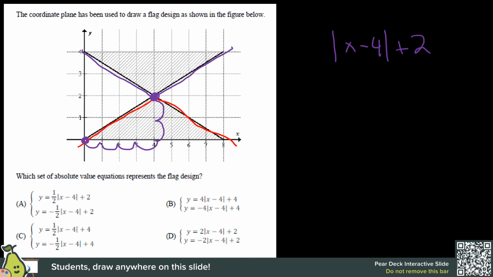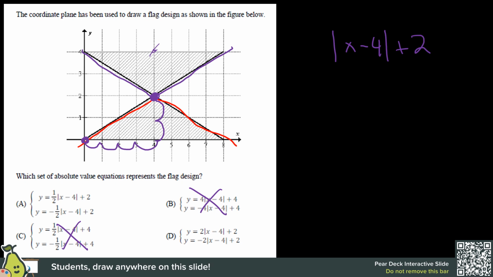B has x minus 4 plus 4. That's too big. That's going to move us all the way up here, and that's no good. C also has that plus 4, so that's no good. So we are left with A and D. What we could have done too is just started putting these answer choices in Desmos and see which ones match. That's an idea, but I want to make sure that we don't waste time. And just knowing these transformations, we're able to save a lot of time there.